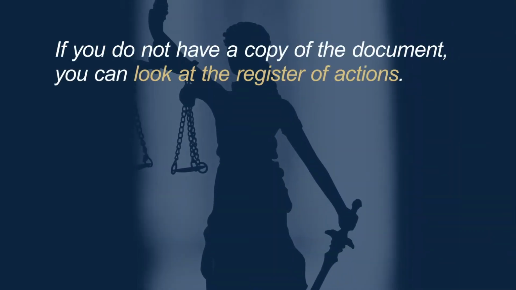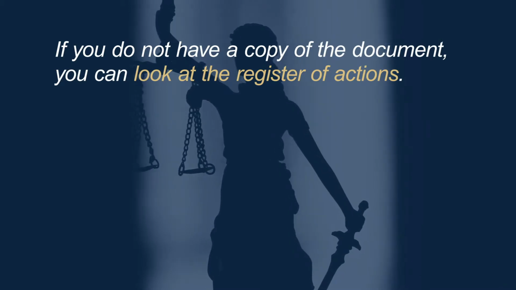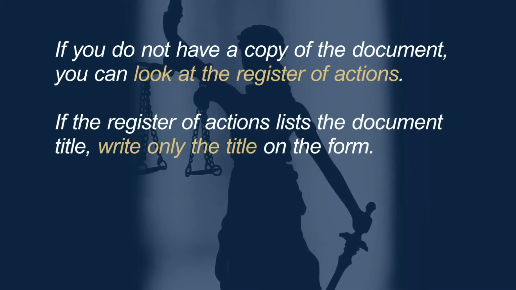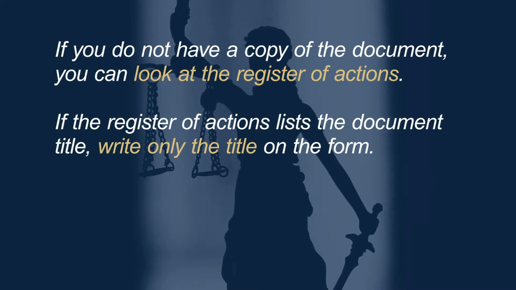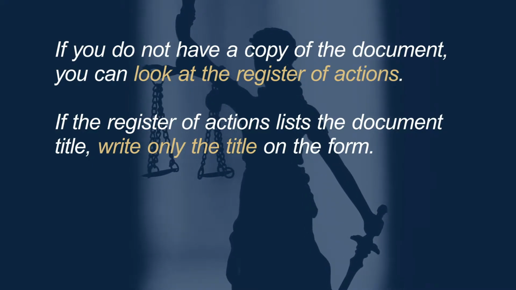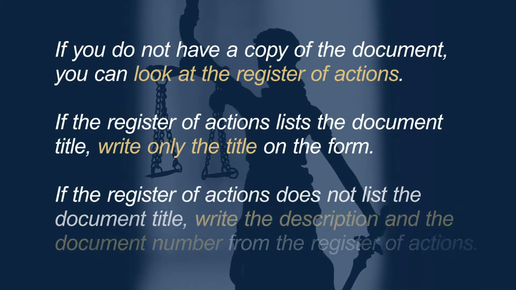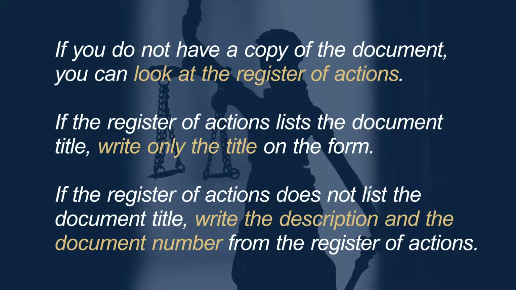If you do not have a copy of the document, you can look at the Register of Actions. If the Register of Actions lists the document title, write only the title on the form. You do not need to write a description. If the Register of Actions does not list the document title, it will list a description of the document.